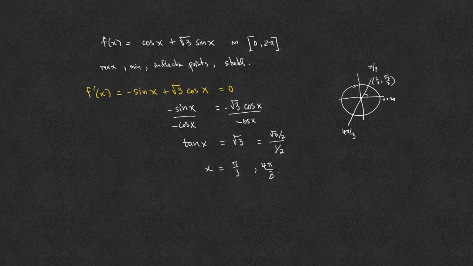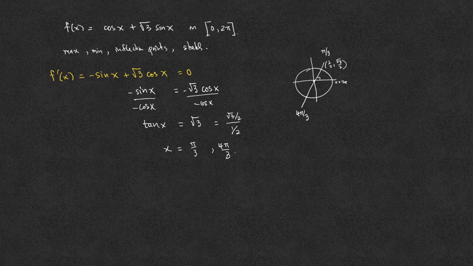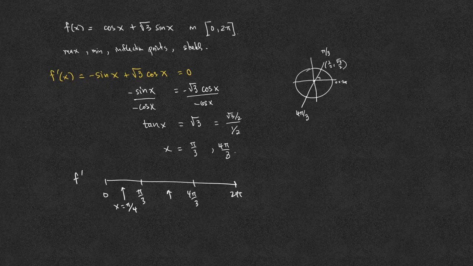These two critical values provide the cut points in the interval 0 to 2 pi, and we use them to test the sign of f prime. The sign of f prime will tell us where the extreme values are. The critical values are pi over 3 and 4 pi over 3. If we pick a number between 0 and pi over 3, x equals pi over 4 will work. A number between pi over 3 and 4 pi over 3, x equals pi would work. And a number between 4 pi over 3 and 2 pi, x equals 3 pi over 2 would work.